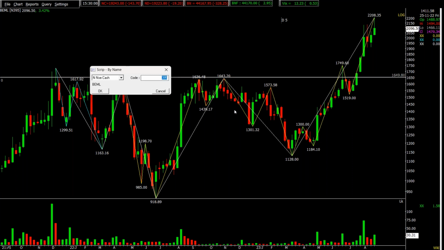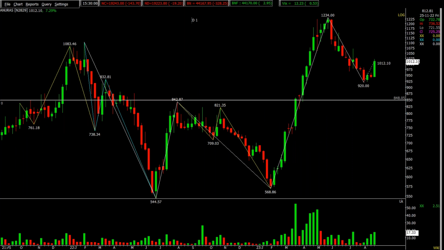So if I take any example, even there's a stock called Anuras that I have discussed on my Twitter many times before. Now what you can see here is I gave the call of Anuras in this candle, in this week, when the breakout was there. So basically, what we can see over here is I have added three swing tops.